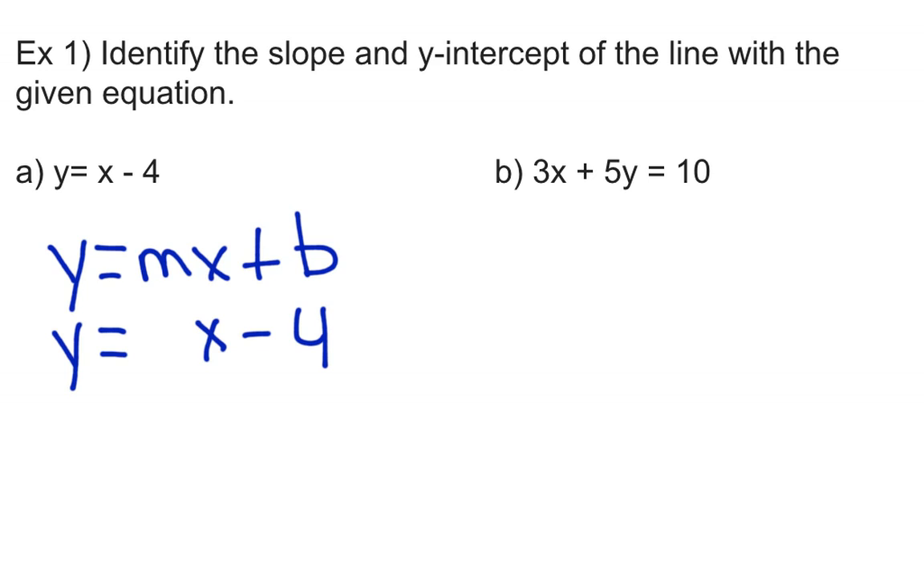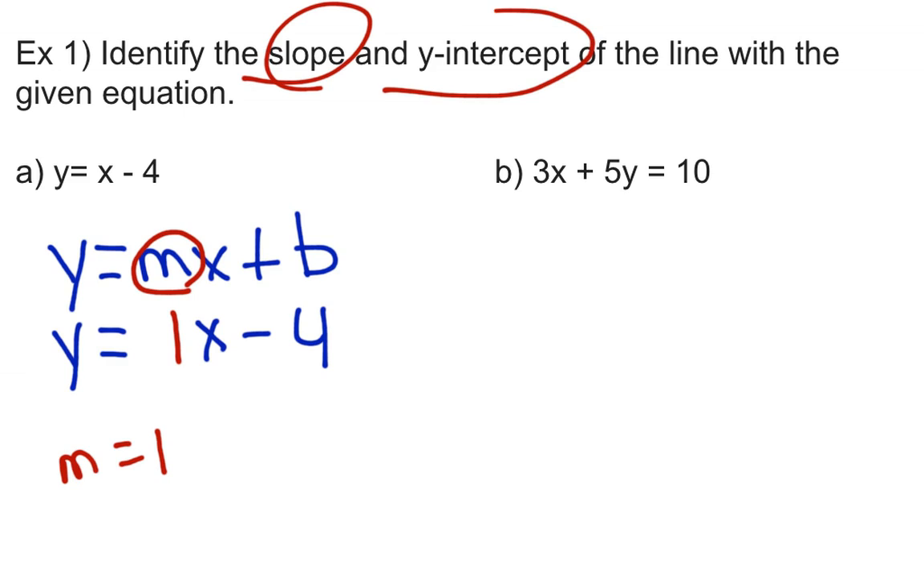Okay, so listen, here's what we need to do. Our m is always the number that's in front of the x. Well, in our equation, we don't have anything in front of the x, but remember our coefficient, if there's nothing there, is always a 1. That's our invisible 1. So in this case, we would say that our slope, because that's what they're asking us to do here, identify the slope, our slope is 1 in this case.